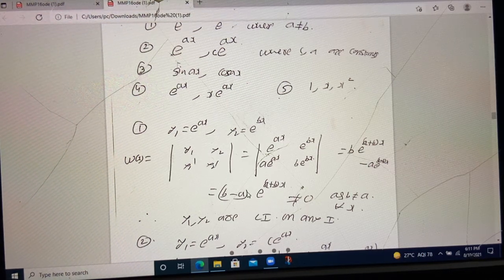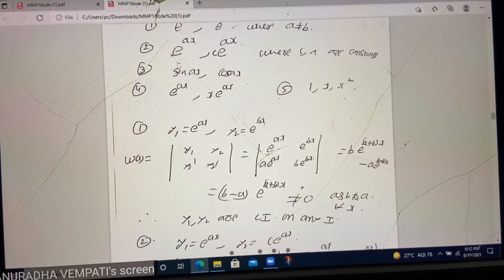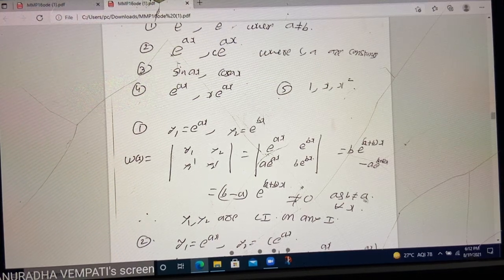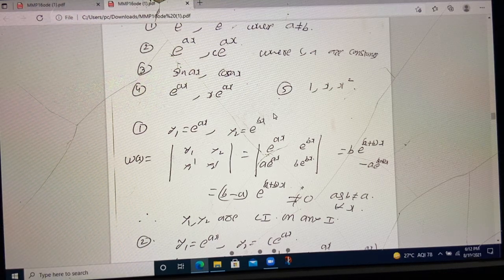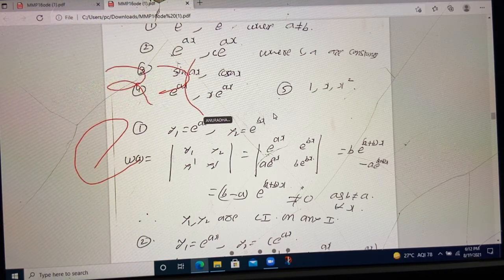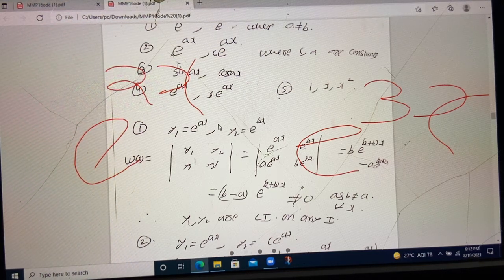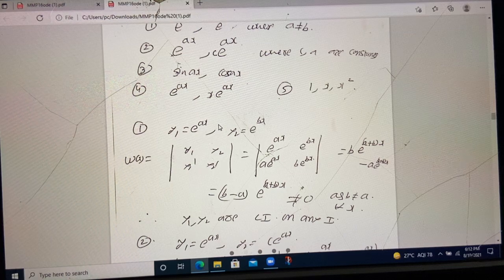When b is not equal to a, this is not 0. Exponential is never 0, so this product is not 0 when b is not equal to a. Therefore, y1 and y2 are linearly independent on any interval provided a is not equal to b. For example, you are given e power 2x and e power 3x. If you look at e power 2x and e power 3x, are they independent or not, you need not do the problem. By looking at this, you can say they are independent. Here 2 and 3 are different. When they are different, they are automatically linearly independent. So e power 2x and e power 3x are automatically linearly independent.